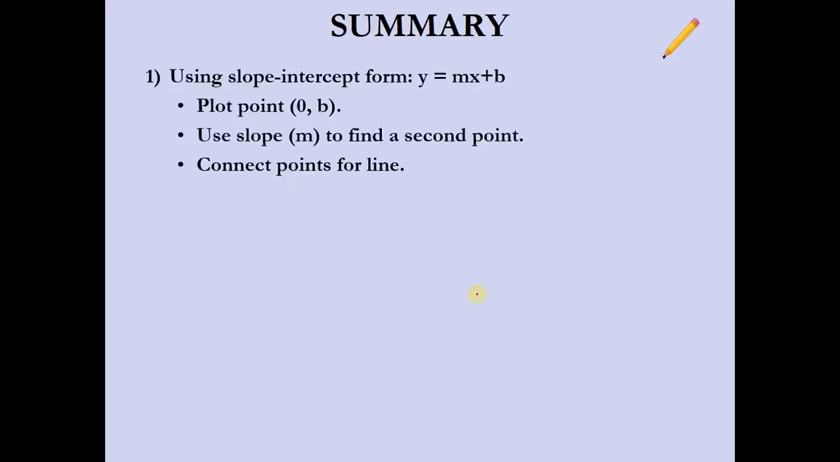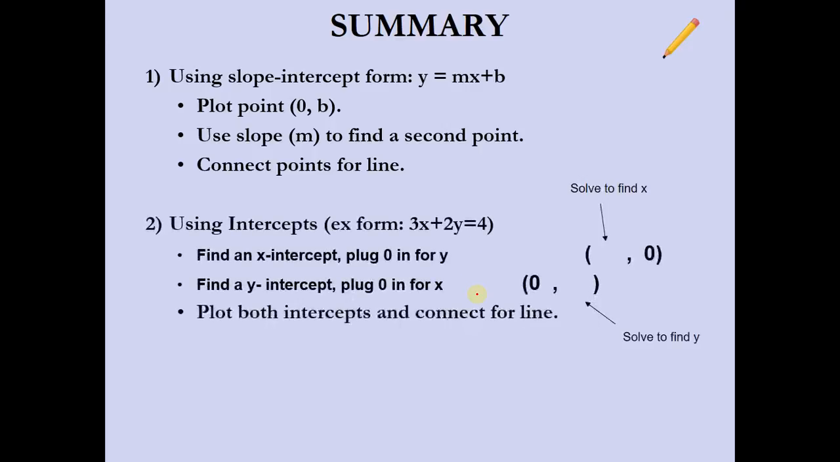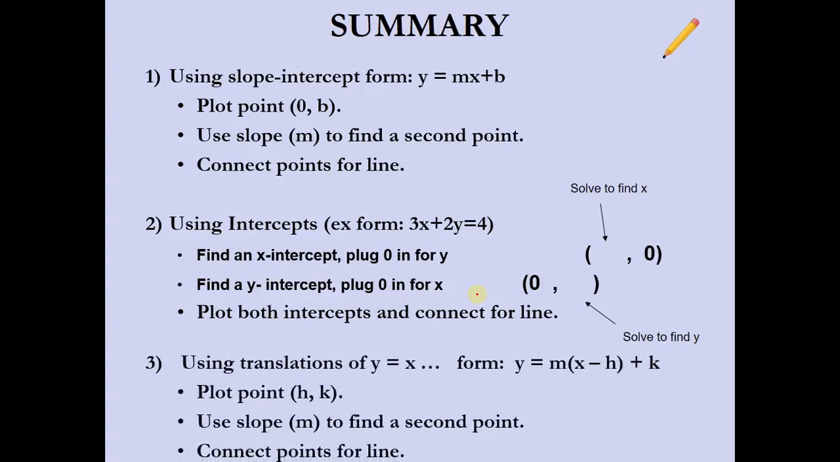But in summary, you can use the slope-intercept form, where you have your intercept and you have the slope. You can use the intercept form when it looks something like 3x plus 2y equals 4. You can find an x-intercept, plug 0 in for y, y-intercept, plug 0 in for x, connect your intercepts, connect the line. Also, you can use your translated form of y equals m times the quantity x minus h, plus k. Plot the point, use the slope, connect the points for the line. That is the 3 different ways that you can graph a linear equation.